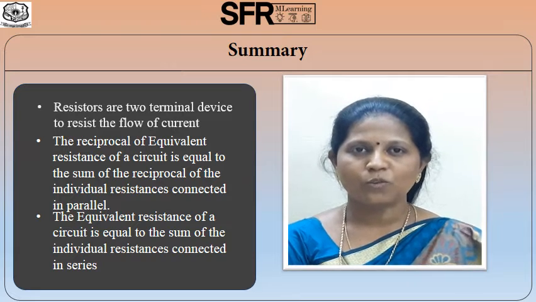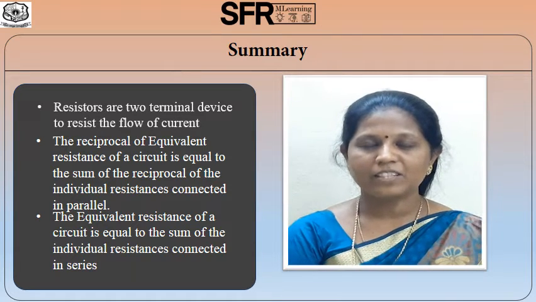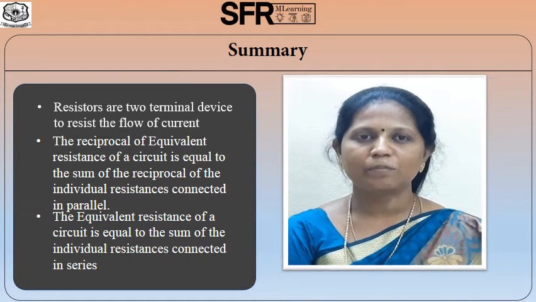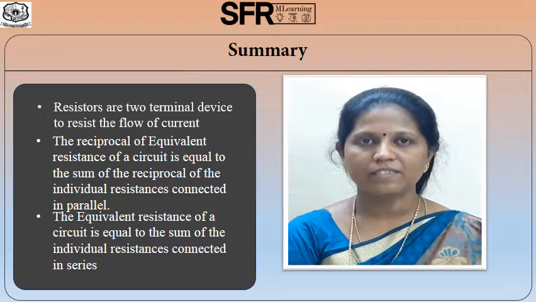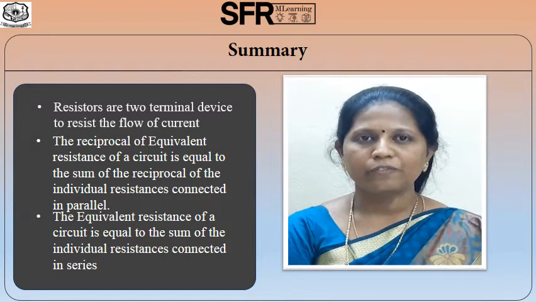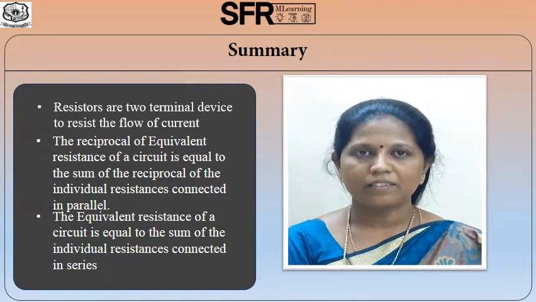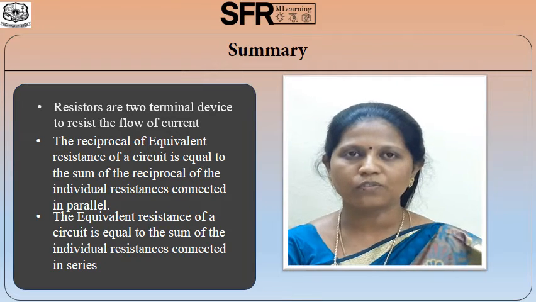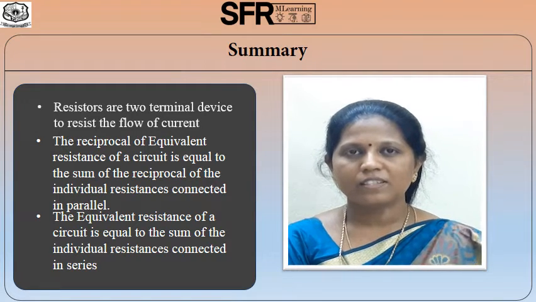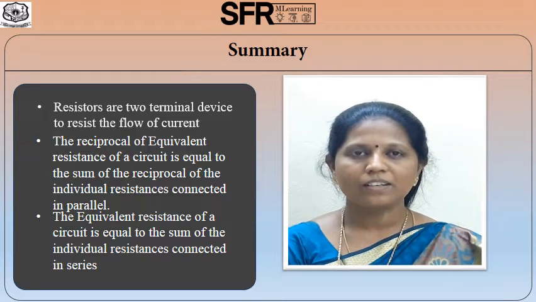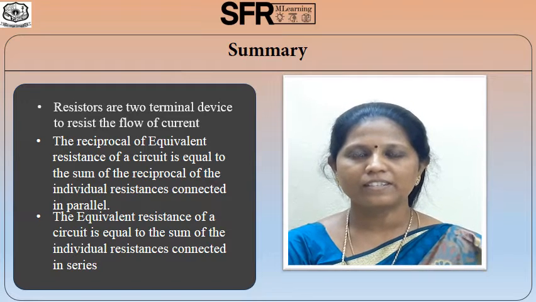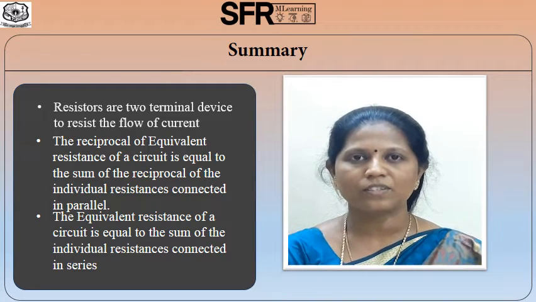Let me summarize the whole content. In this module we have seen about resistors. Resistors are two-terminal devices. They can be connected either in parallel or in series in a circuit. If many resistors are connected in parallel, then the total equivalent resistance of the circuit is the sum of the reciprocals of the resistances. And if the resistors are connected in series in a circuit, the total resistance of the circuit is the sum of the resistances of the individual resistors connected to the circuit.